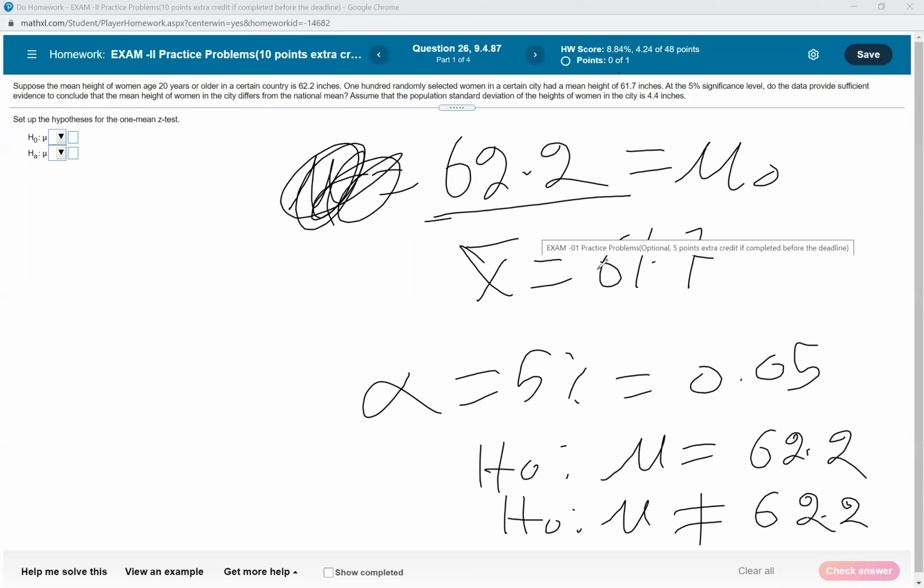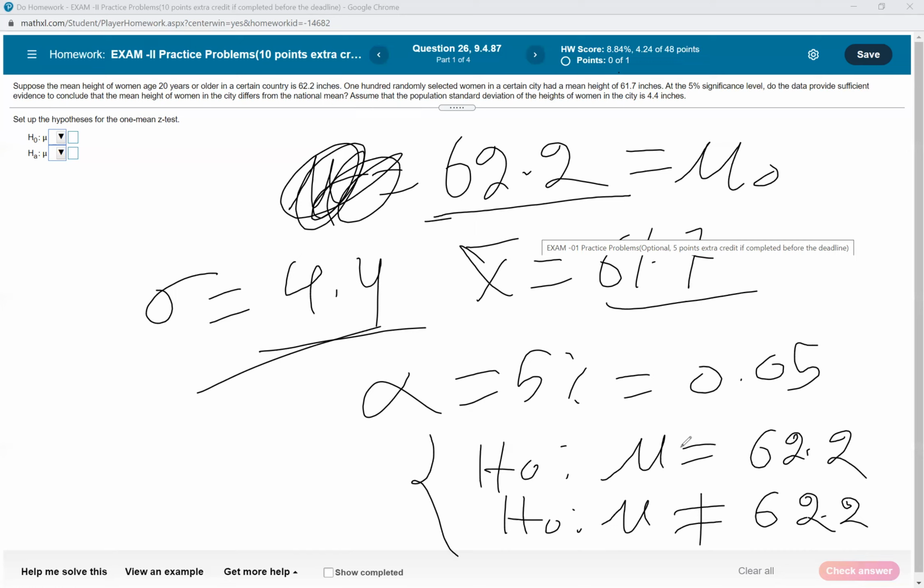So we have all the information. We have sigma as well. What is the sigma? The population standard deviation is 4.4 inches. So we have the sample mean, the population standard deviation, the hypothesis and hypothesized value, and we also have the sample size. N is the 100 randomly selected women, so the sample size is 100.